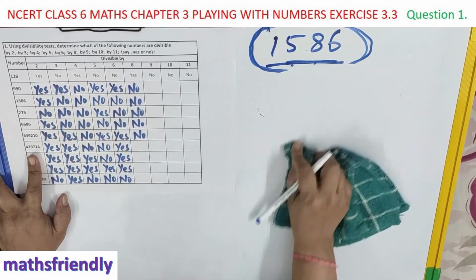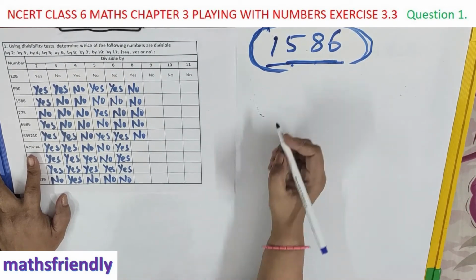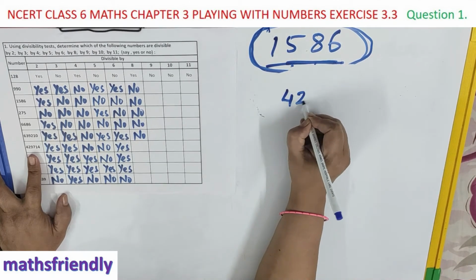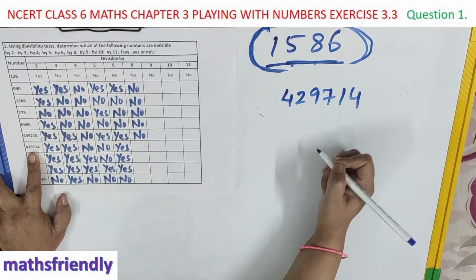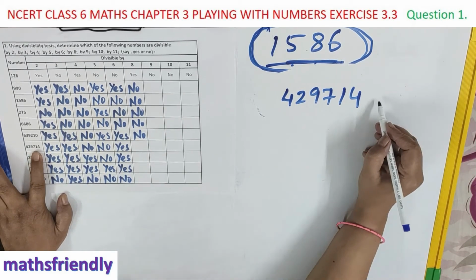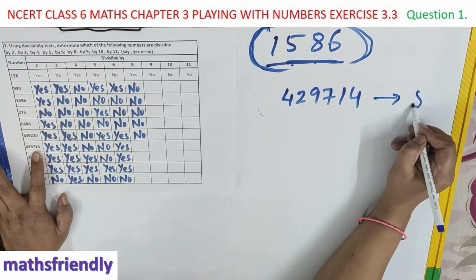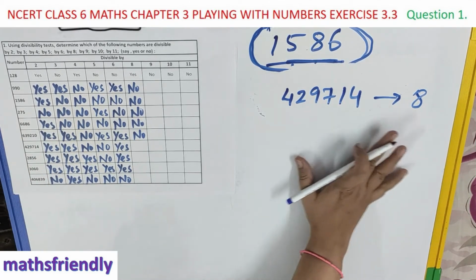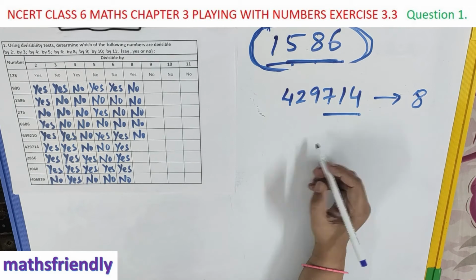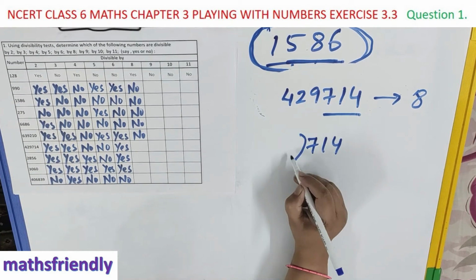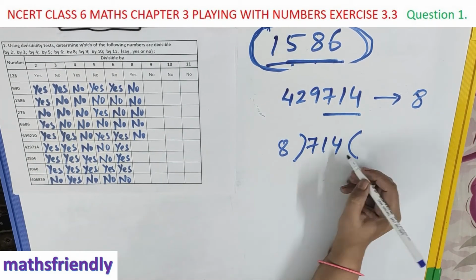This is also quite a lengthy, large number, 429714. Yes, we will check its divisibility by 8. So what we have to do? We have to check the last 3 digits, 7, 1, 4. We will divide it by 8 and check.